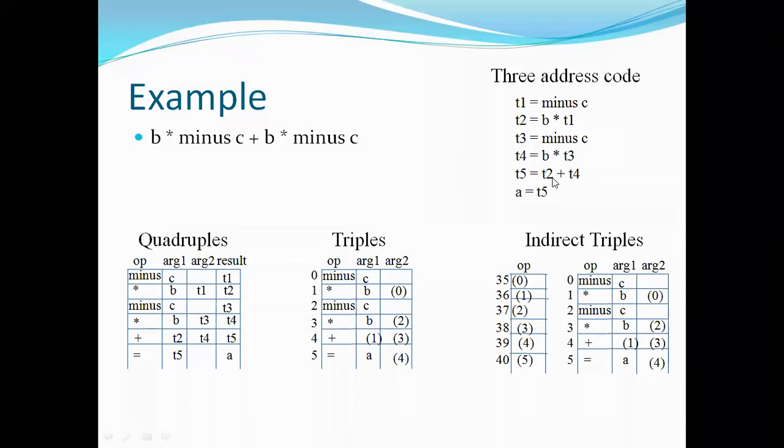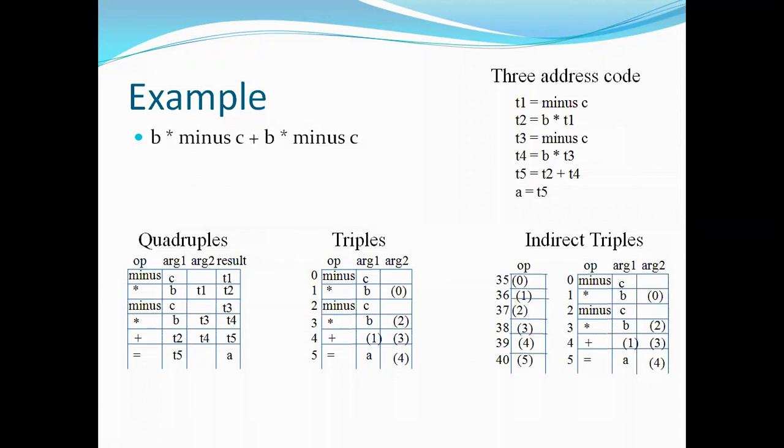And T5. Next statement, T2 plus T4. Plus is the operator, T2 is argument 1, T4 is argument 2, and the result is T5. Right? And A is equal to T5. A is equal to T5 means whatever computation we did with T2 and T4 is stored in the temporary name T5, and this result is assigned to A. That's why I am taking assignment as the operator here. In the right hand side, I am having only operand 1, which I consider as argument 1, and the result is A. See? Equal to, T5, A. Is it clear how to represent the quadruple table?